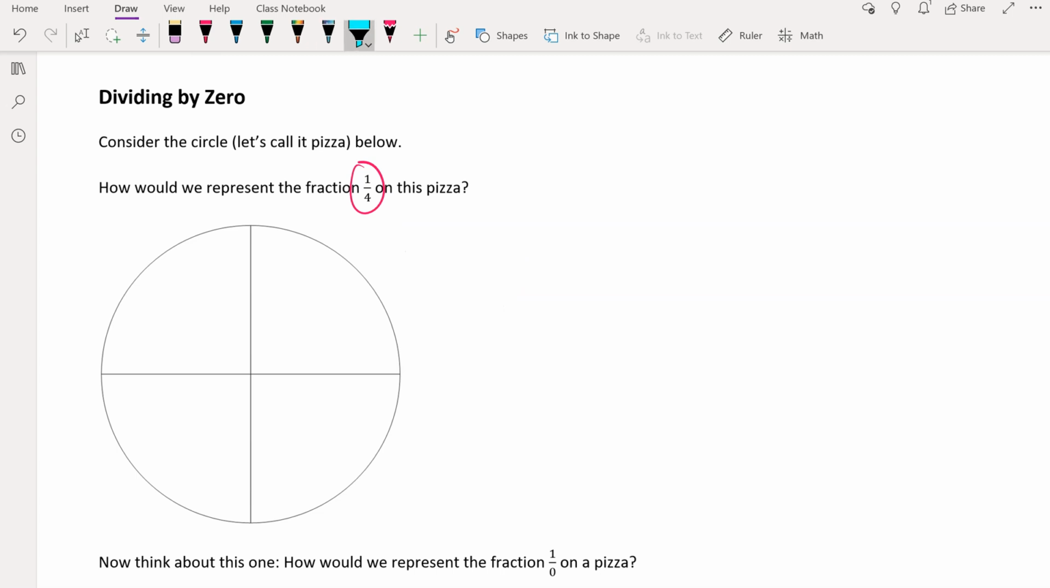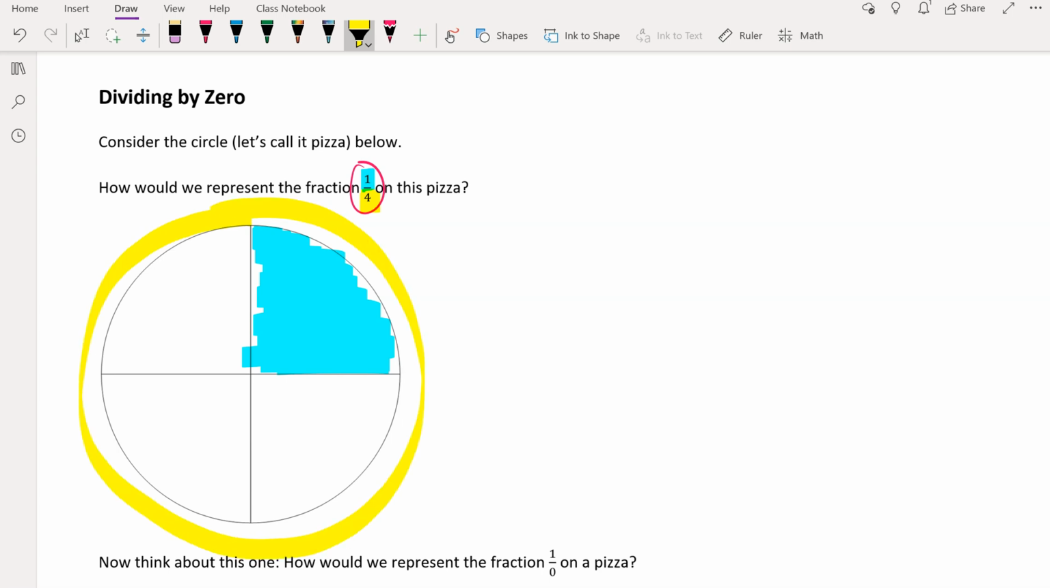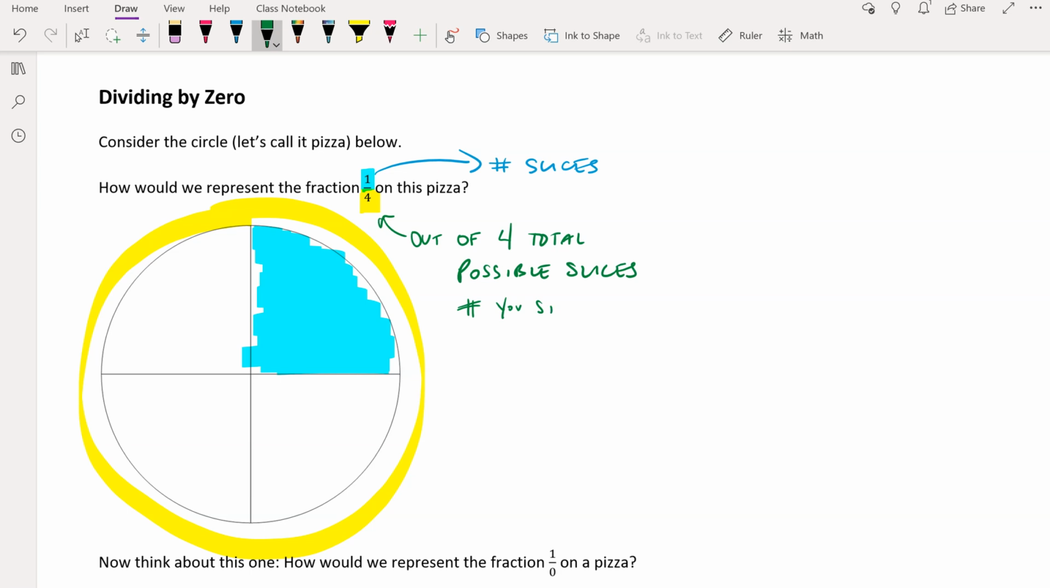Okay, so hopefully we said we could shade one out of the 4 slices, right? Shade 1 out of the 4. The 4 is like the whole thing, right? 1 out of the 4. Okay, so really quick, let's talk about what the 1 represents. This represents the number of slices, right? And then let's talk about what the 4 represents. The 4 is out of 4 total possible slices. So the 4 is also like the number you start with, right?